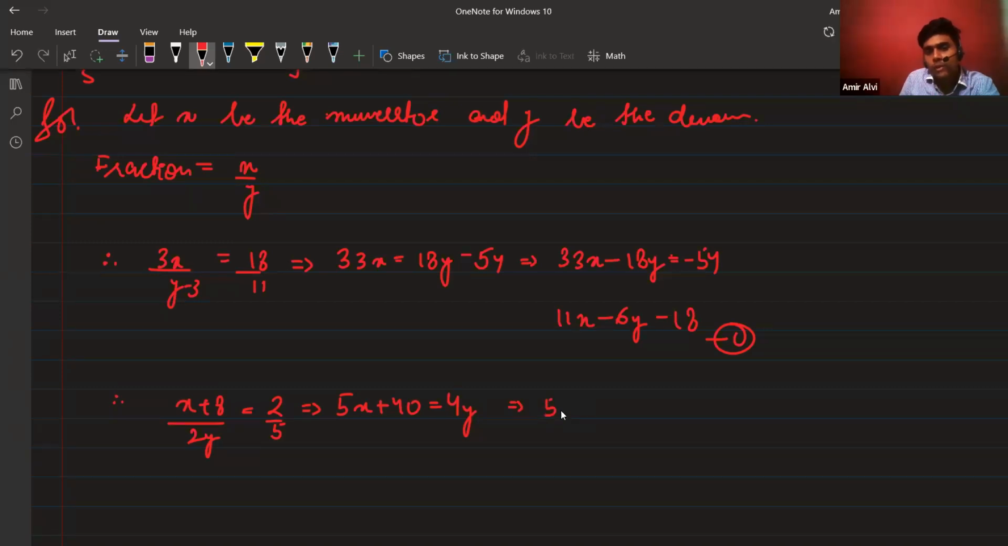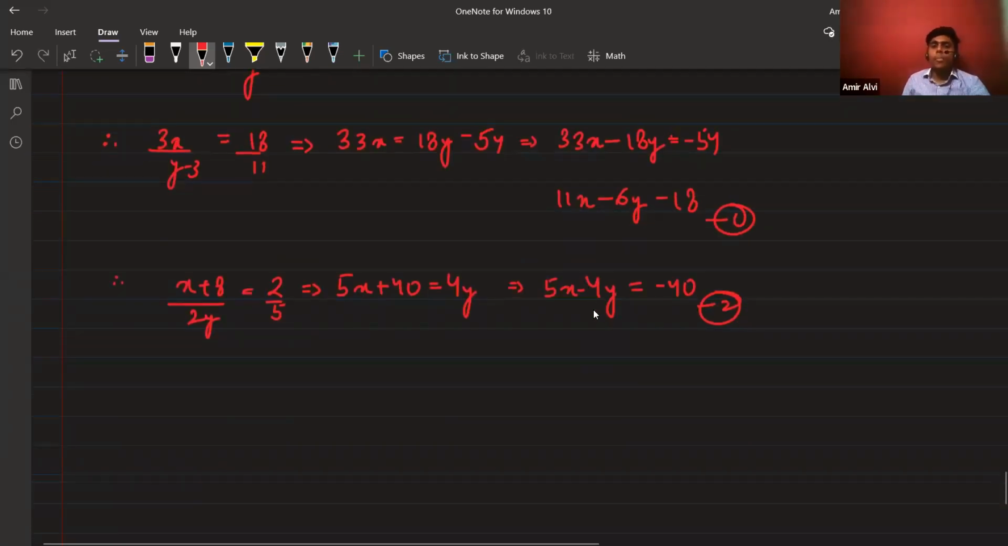This would be 5x minus 4y equals minus 40. Yes, sir. You can do any other thing. Either you can say here x is what, 24. So 24 we have to multiply them basically. So just let's substitute. Yes, we can substitute one at a time. How? We can say that 4y is equal to 5x plus 40. Yes or no? Yes, sir.